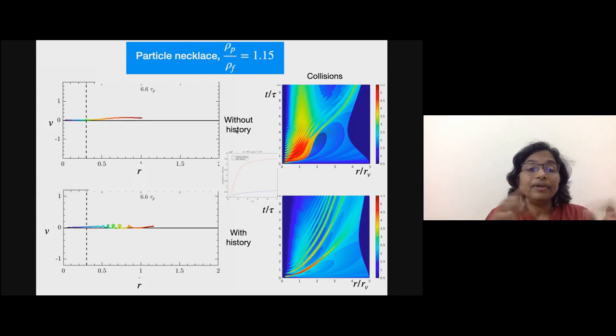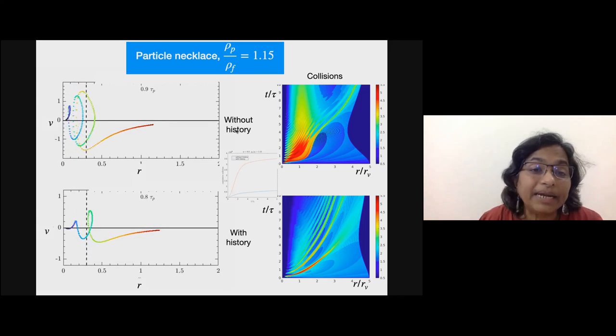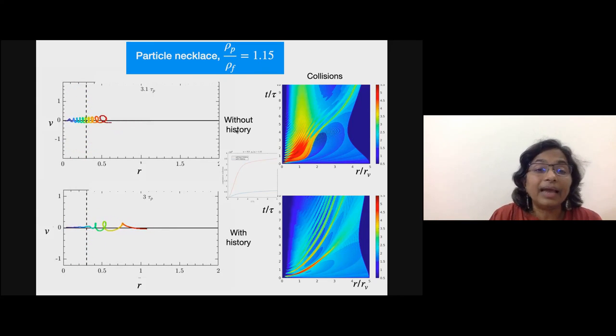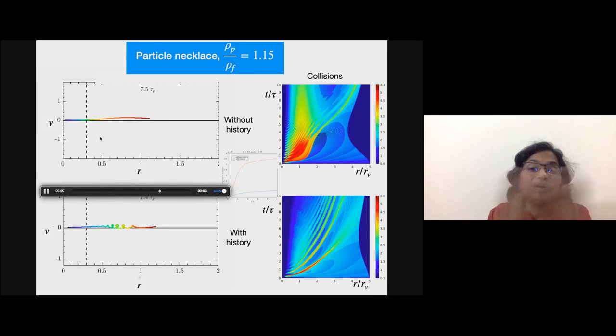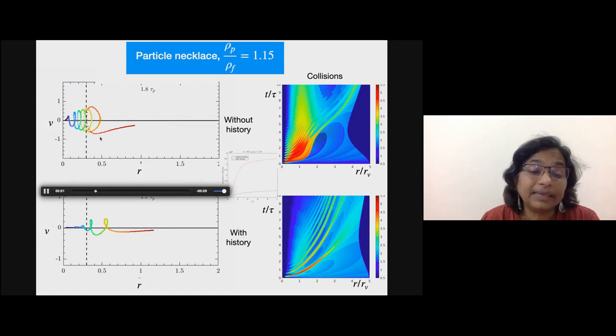So instead of that simple caustics that was forming, you're getting these loops in the particle necklace, and in every loop, you see triple valued caustics, like 3 particles at a given time. All kinds of such things happen.